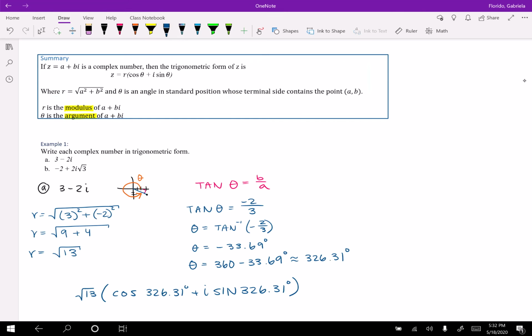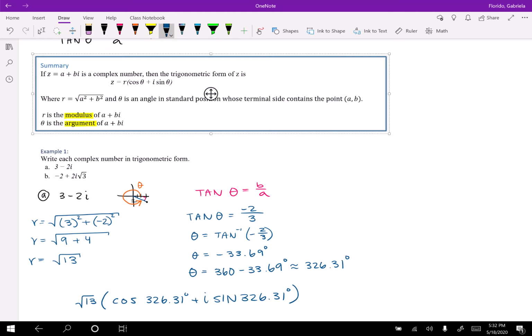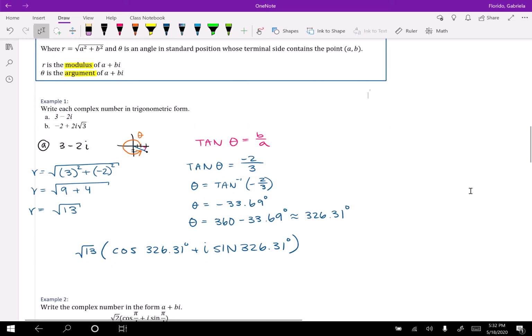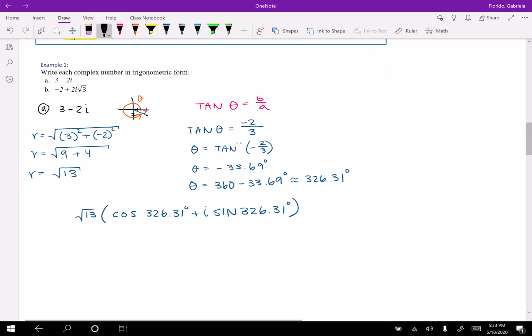To make it easier for you guys to find later. Okay, so that was one example. So let's try B. So B is -2 plus 2i square root of 3.